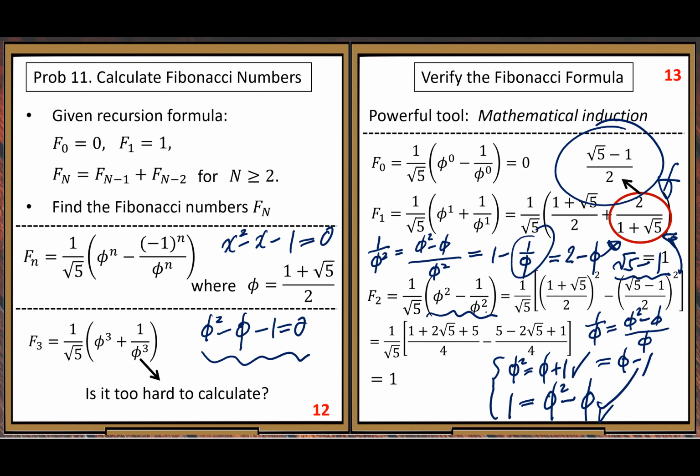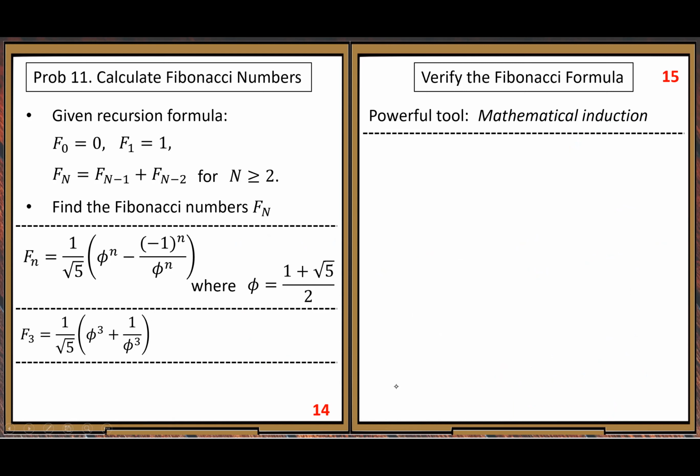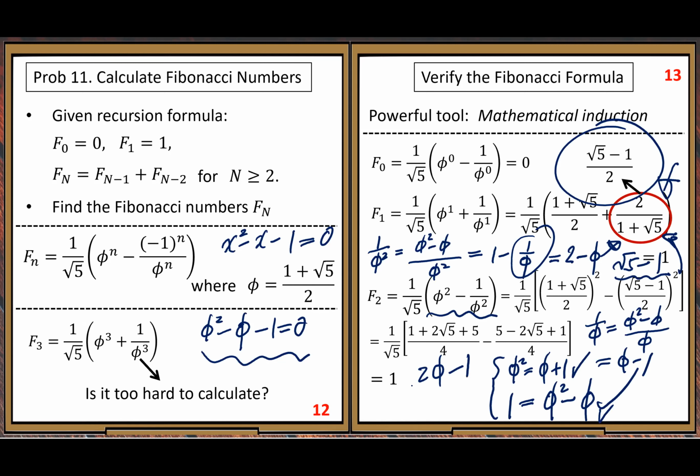All right. 2 phi minus 1. But 2 phi equals 1 plus root 5, right? We go back to the original number. 2 phi equals 1 plus root 5, minus 1 equals root 5. Then root 5 over root 5 equals 1.